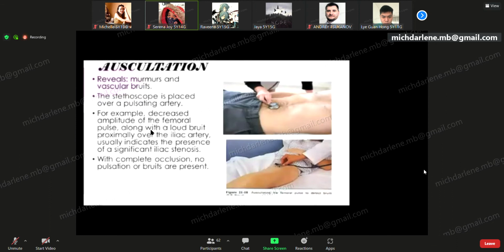Auscultation reveals the murmurs and vascular bruits. The stethoscope is placed over a pulsating artery. And here you see the abdominal aorta, here it's a femoral artery. For example, decreased amplitude of the femoral pulse along with a loud bruit.